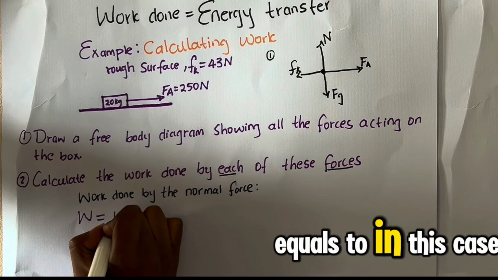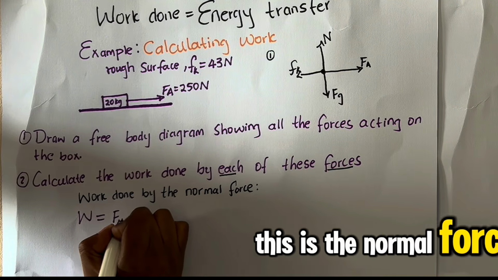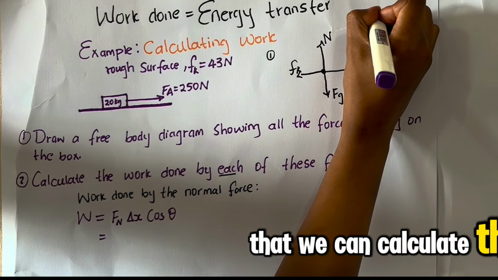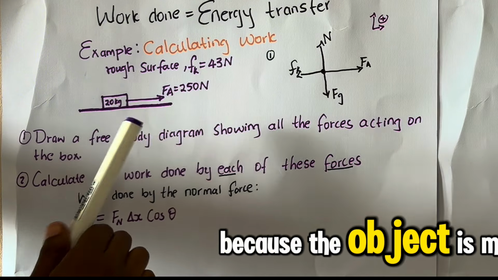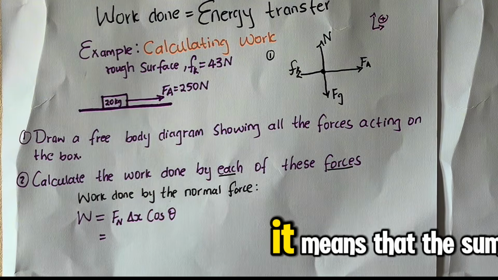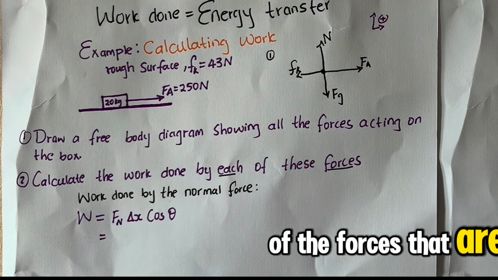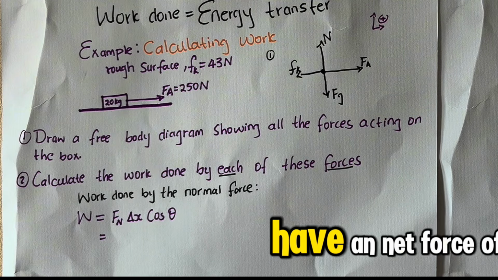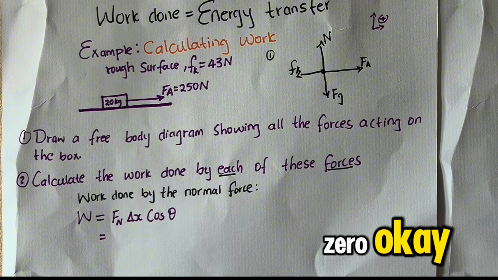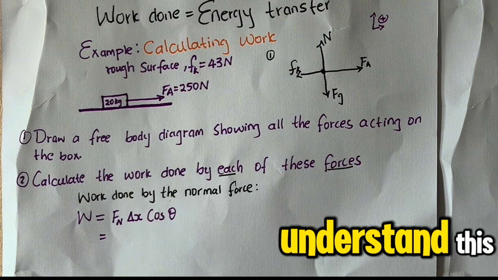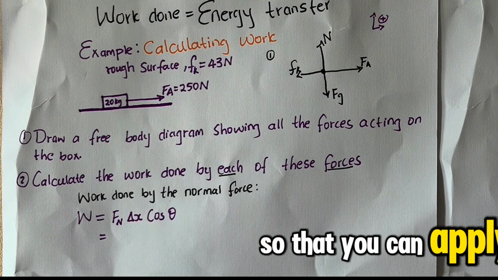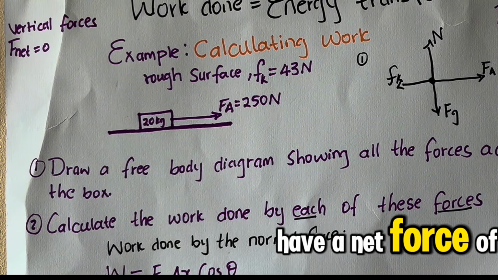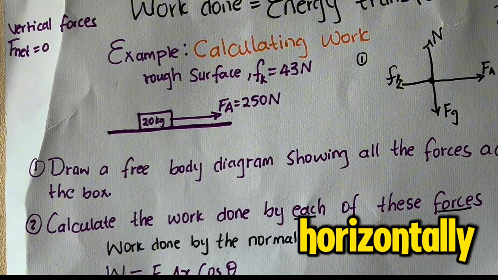In this case, this is the normal force. If you remember from Newton's laws, we can calculate the normal force, because the object is moving horizontally, it means that the sum of the forces acting vertically on the object have a net force of 0. Okay, and I'm going to take you through this because I want you to understand this so that you can apply it everywhere you see it. Watch this. So the vertical forces will have a net force of 0 because the object is moving horizontally.